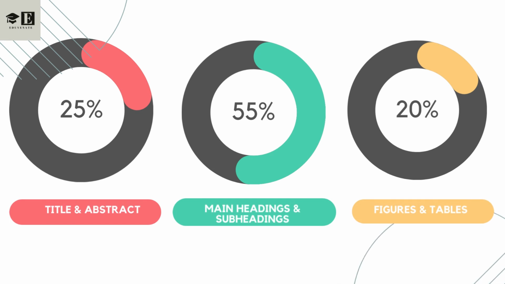So here is the basic structure of the review article. Title and abstract constitute 25% of the review article. 55% comprise main body of the article, that includes introduction, methodology, headings, subheadings, and conclusion. Rest 20% includes figures and tables.